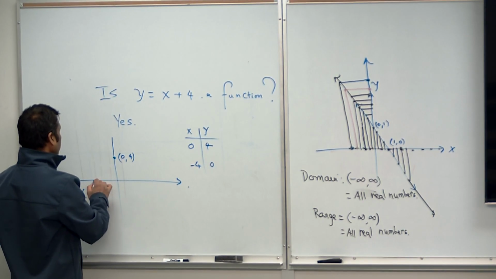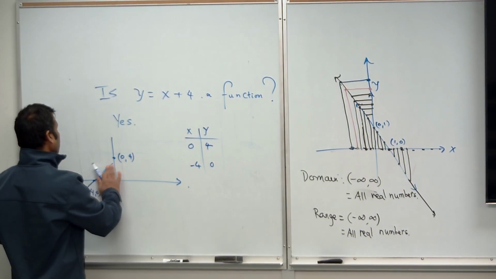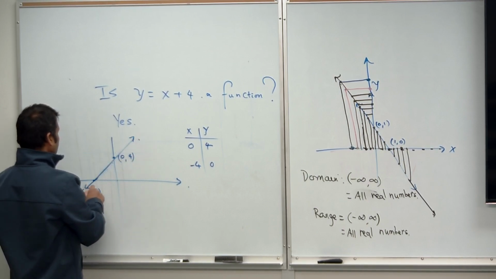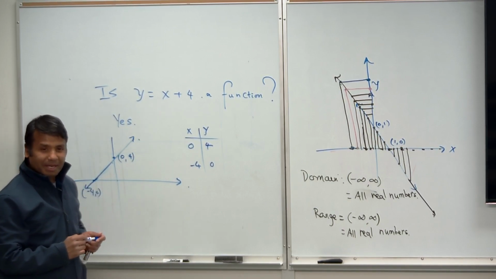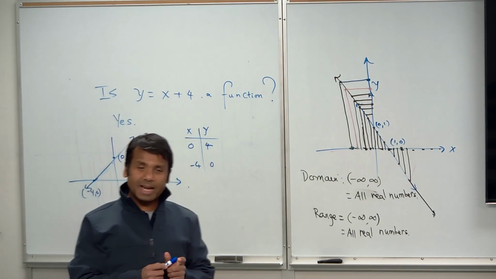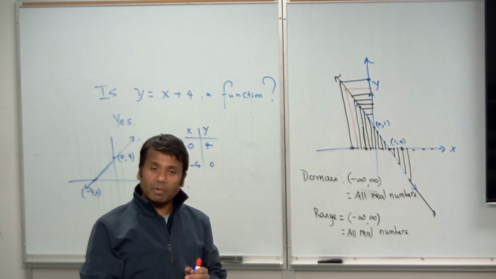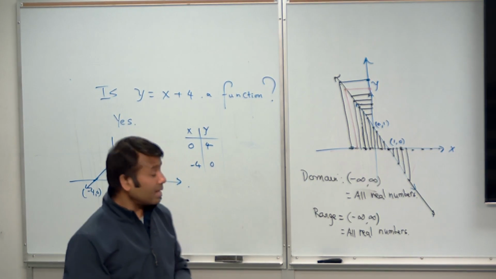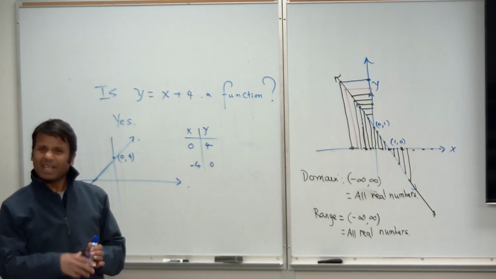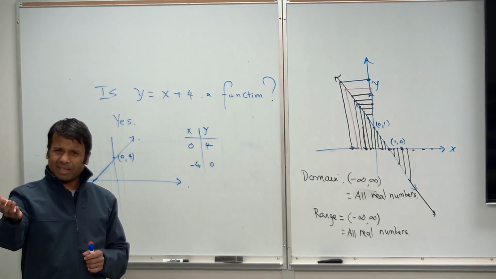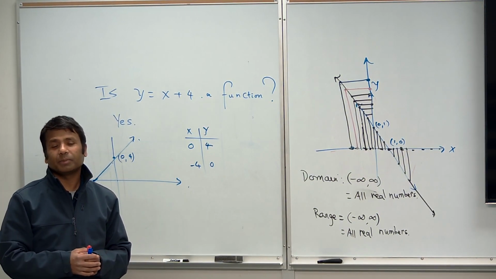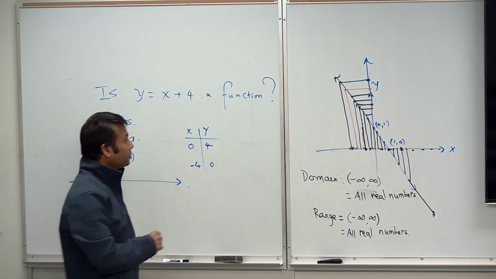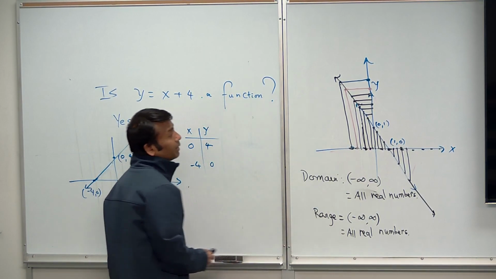And if you draw the graph, oops, sorry. So it's something like this. Are you guys with me? Now use the vertical line test. A vertical line intersects the graph no more than once, right? So that means this is a function. Does that make sense? Okay. So now look here.